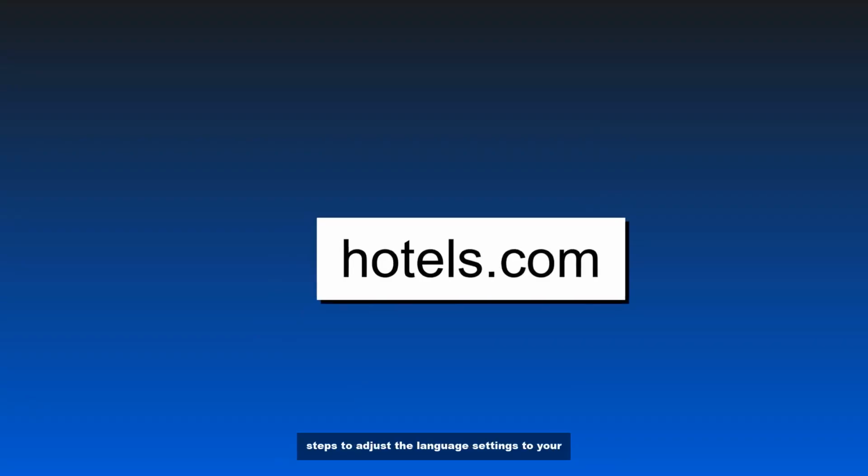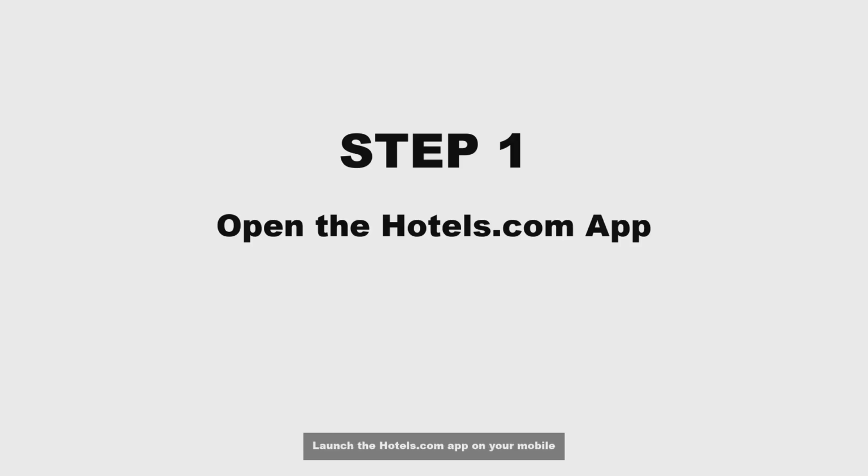Changing the language in the Hotels.com app is a straightforward process. Follow these steps to adjust the language settings to your preference. Step 1. Open the Hotels.com app. Launch the Hotels.com app on your mobile device. Ensure you are logged into your account for a seamless experience.